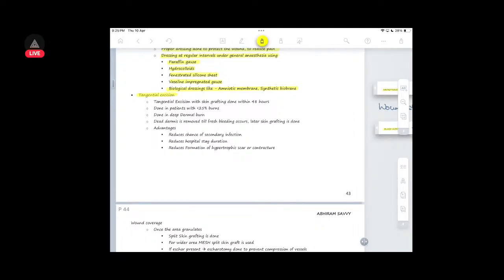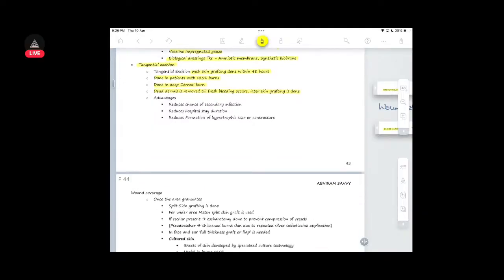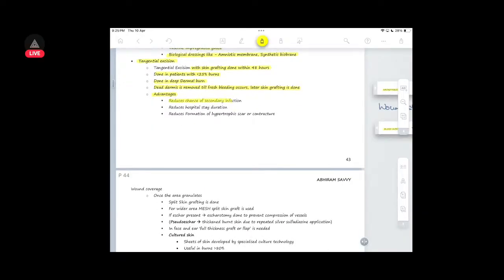Then you have tangential excision with skin grafting done within 48 hours, done in patients with less than 25% burns. It is done in deep dermal burns. Dead dermis is removed till fresh bleeding occurs. Later, skin grafting is done. Advantages: reduced chance of secondary infection, reduced hospital stay duration, and reduced formation of hypertrophic scar or contracture.